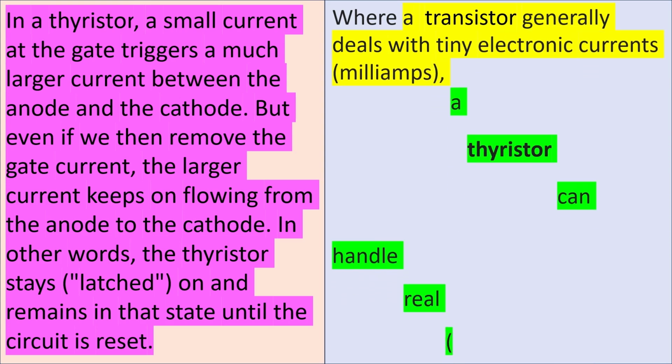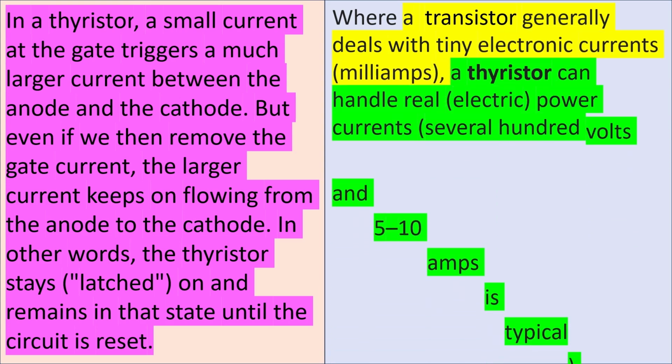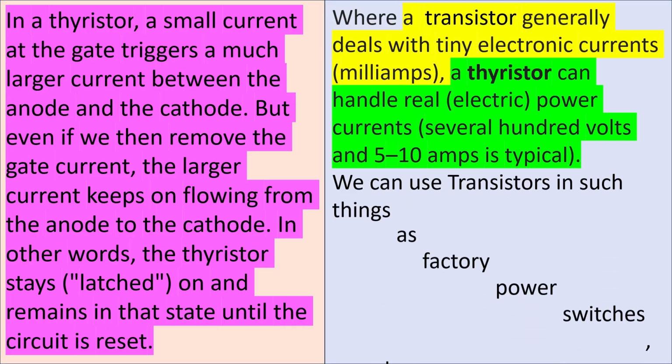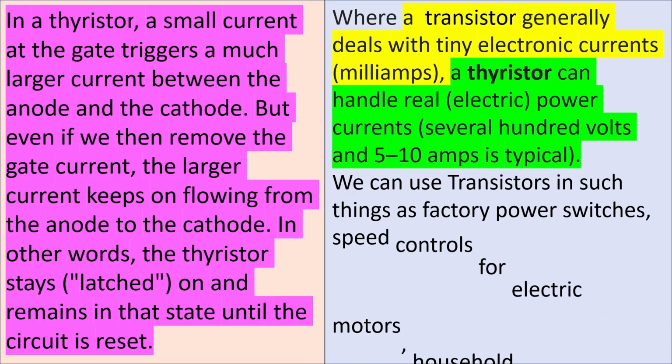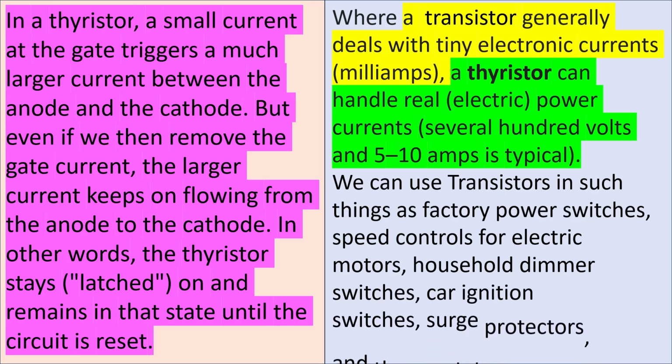Where a transistor generally deals with tiny electronic currents, milliamps, a thyristor can handle real electric power. Several hundred volts and 5 to 10 amps is typical. We can use thyristors in such things as factory power switches, speed controls for electric motors, household dimmer switches, car ignition switches, surge protectors, and thermostats.